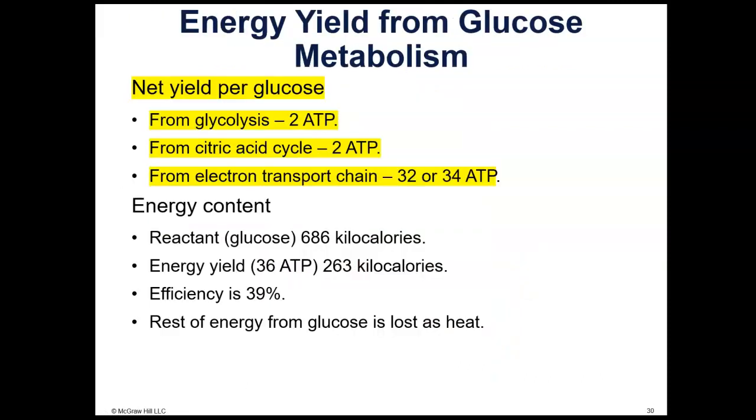So let's talk about the energy yield from glucose metabolism. When we have one molecule of glucose during cellular respiration, we get 2 ATPs from glycolysis, 2 from the citric acid cycle, and 32 or 34 from the electron transport chain. Oh, this is one I didn't highlight, but the energy efficiency is 39%. And if you know anything about machines, that's huge. 39% energy efficient is really, really energy efficient.